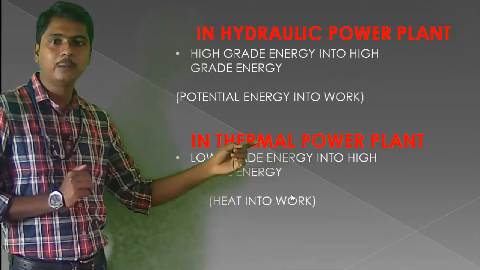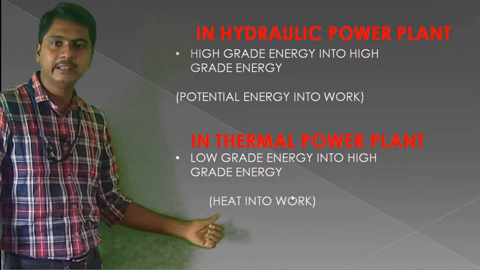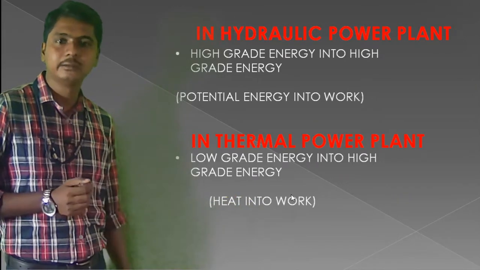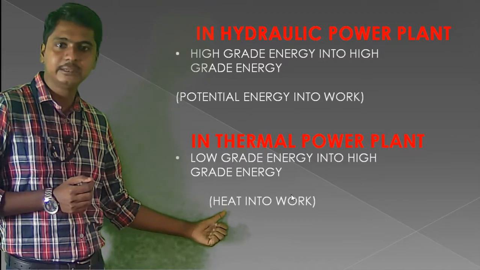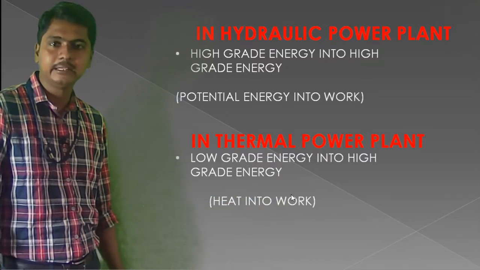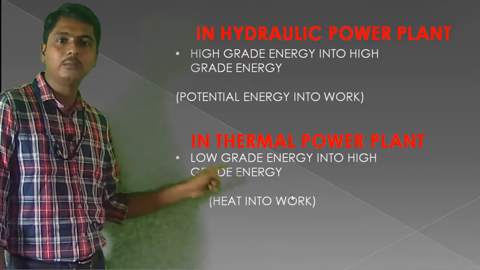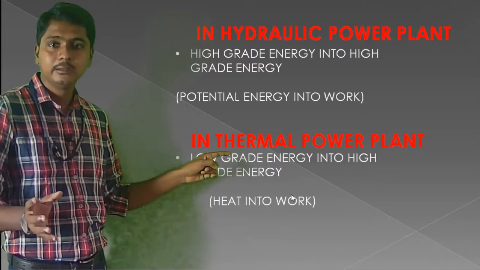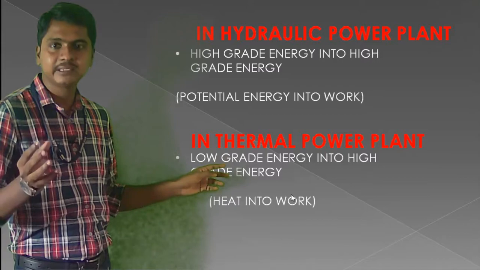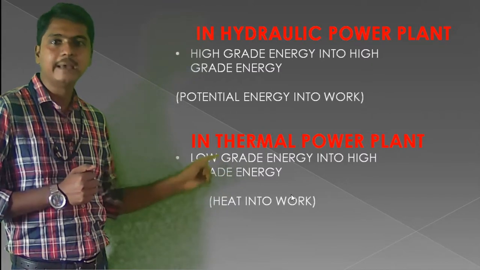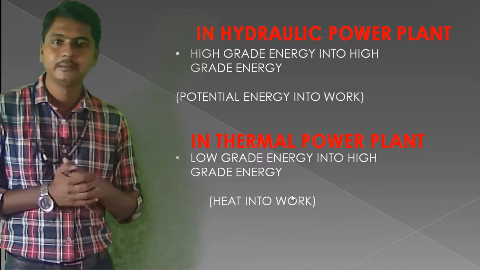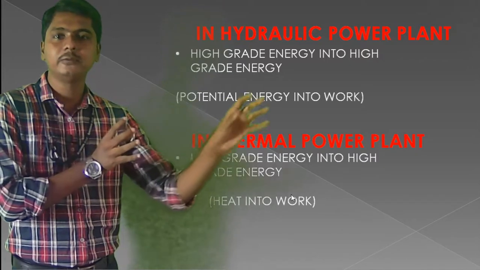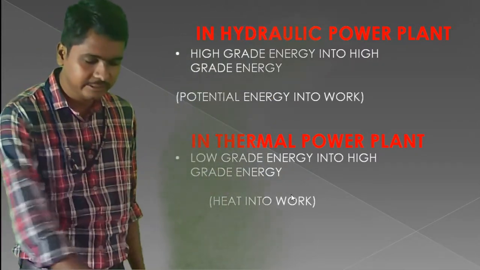Opposite to that, in a thermal power plant, what happens? The heat generated after the combustion of the air and fuel mixture is converted to work. Heat comes under low grade energy, work comes under high grade energy. So here a low grade energy is converted to high grade energy in a thermal power plant, and that's why we get a comparatively lower efficiency in a thermal power plant as compared to a hydraulic power plant. So this is a comparison between different types of power plants. Try to remember this.